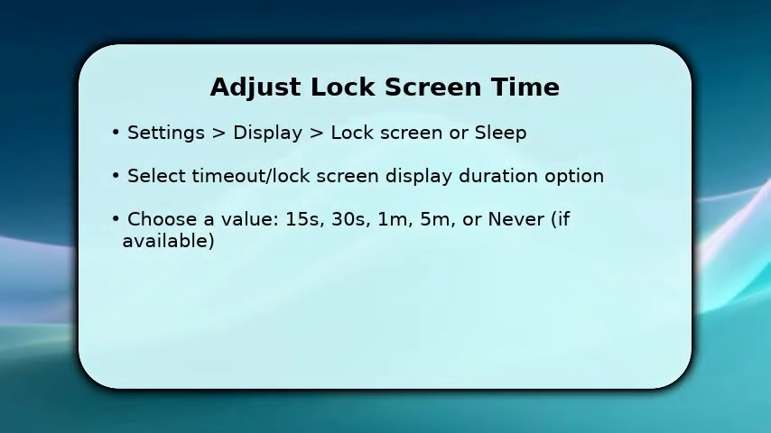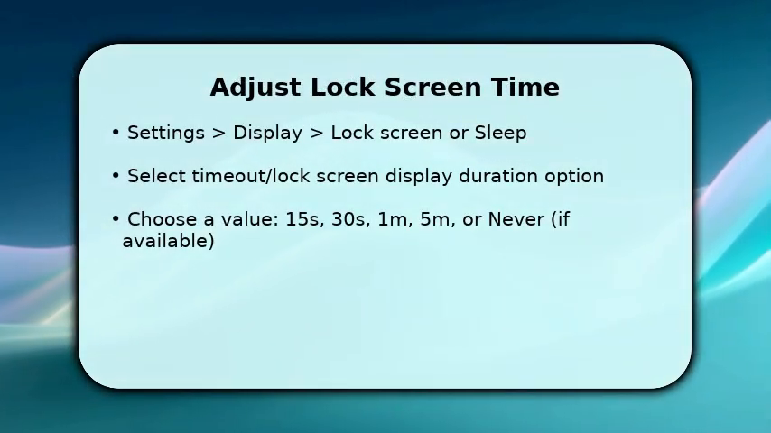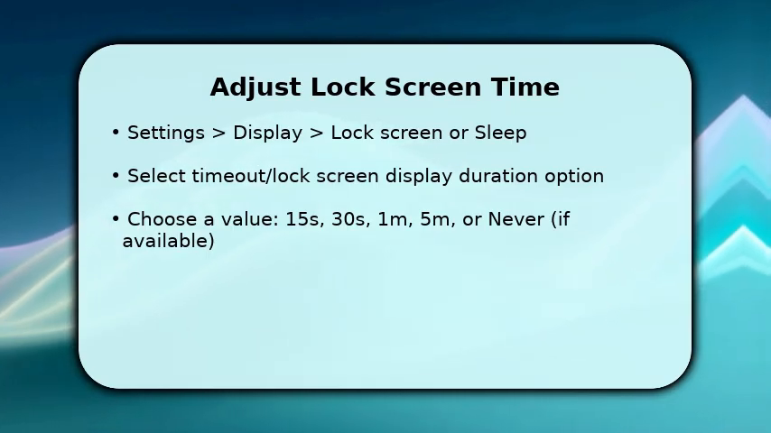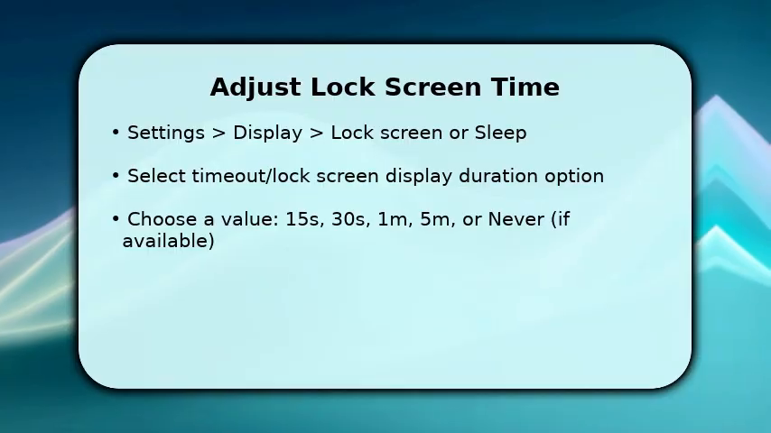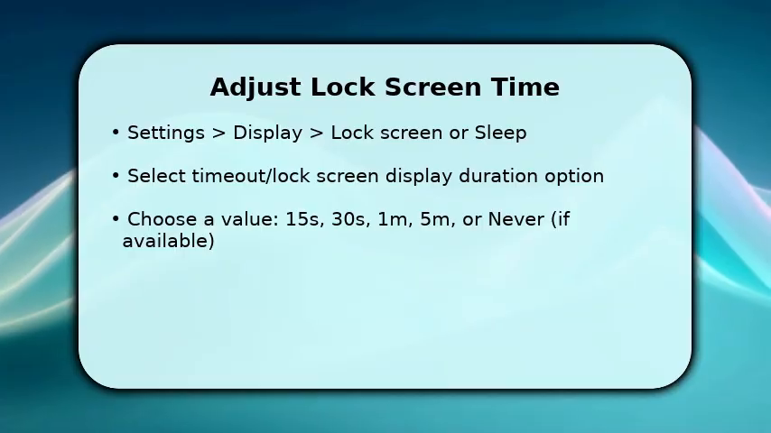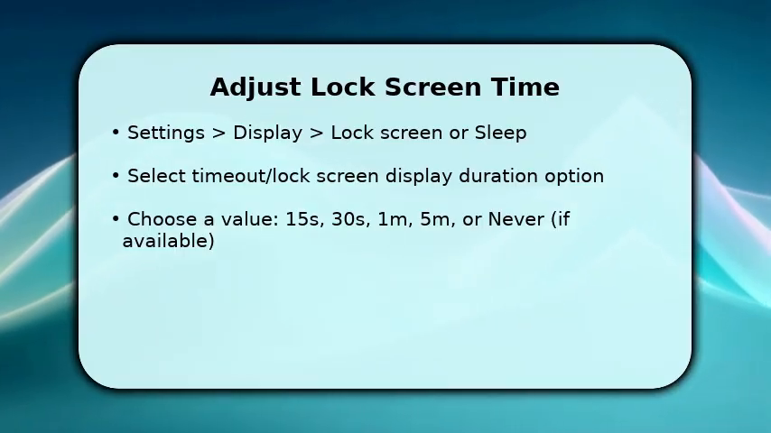You now locate the specific timeout control under Display, sometimes labeled Sleep or Lock Screen Display. Tap it to reveal presets like 15 seconds, 30 seconds, 1 minute, 5 minutes, or never if your build offers it. Choose the shortest or longest depending on security versus convenience.